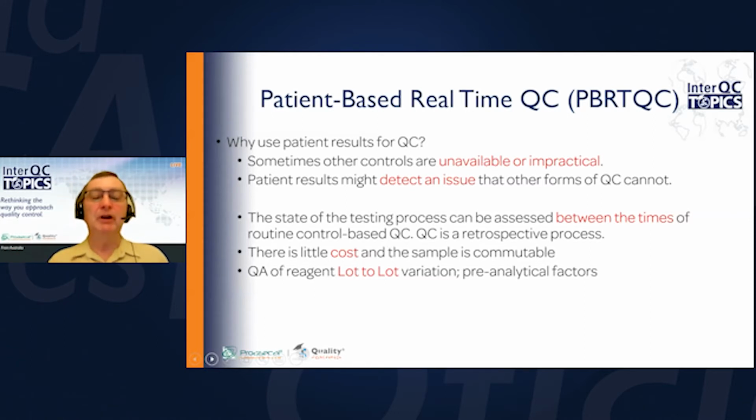Patient-based real-time QC is useful to detect lot-to-lot variation, in that you can look at your moving average over years and see if the moving average value is changing. So you can see over a long period of time if there's been any shift in your average patient value, which reflects either long-term changes in calibration or long-term changes in the reagents. And you can pick up pre-analytical factors.